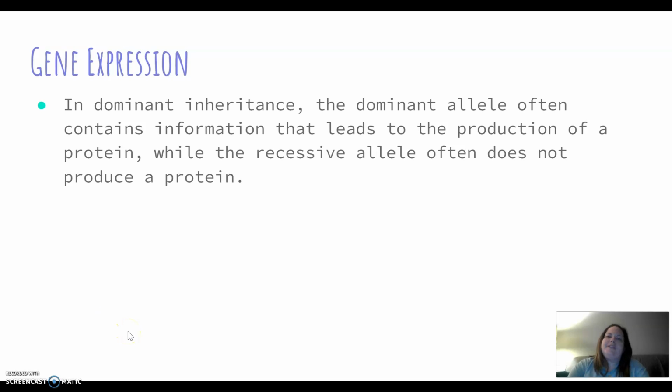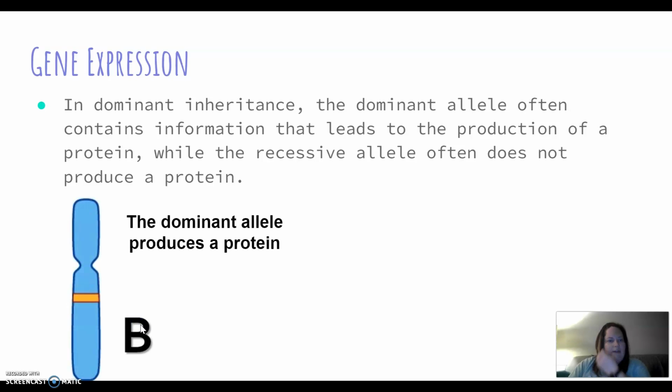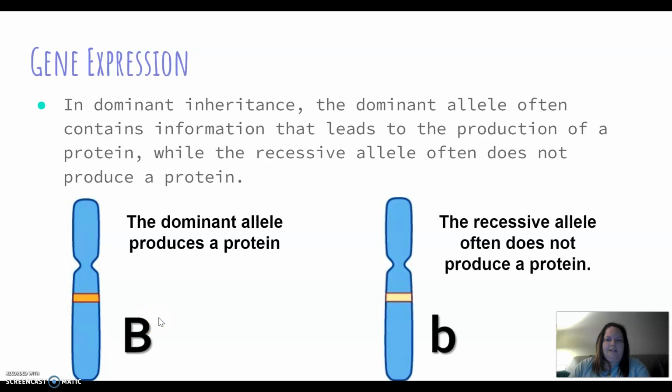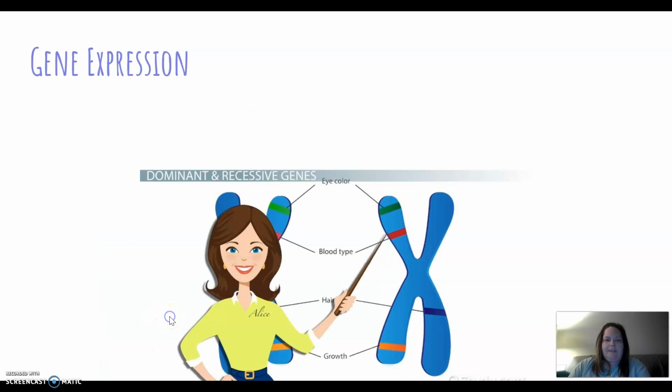Alright, so first we need to understand how genes are expressed. In dominant inheritance, the dominant allele often contains information that leads to the production of a protein, while the recessive allele often does not produce a protein. So that's how we express genes. It's the production of a protein, and that protein then causes the trait. Here we have dominant allele, uppercase B, and our recessive allele, lowercase b. The big B is going to produce the protein.